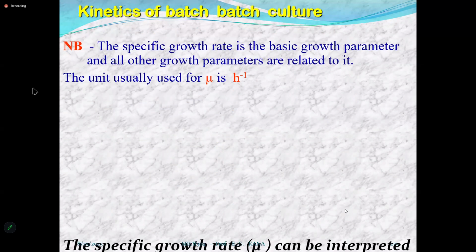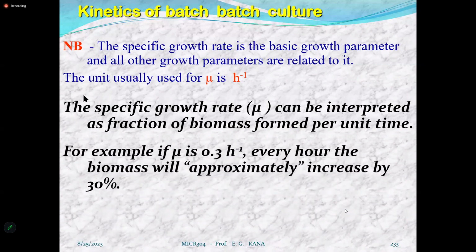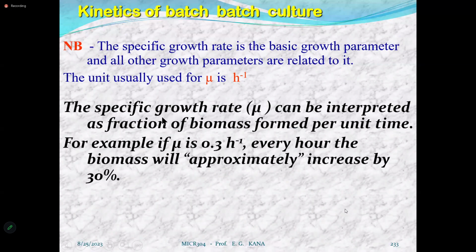Now, the specific growth rate, the new term that we have learned, mu, can be interpreted as a fraction of the cell produced per unit time. I would like to underline this. Write it in your book: mu is a fraction of the biomass produced per unit time. Here's an example. If mu is 0.3 per hour, that implies that every hour the biomass will increase by approximately 30%. That's how to interpret the term mu.